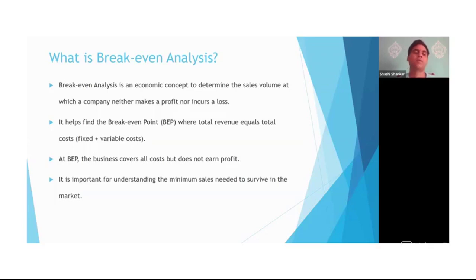All right. So it helps find the break-even point, BEP, where total revenue equals total cost. Here the total cost is equal to fixed plus variable cost. So at this stage, there would be a situation with no profit, no loss. At the break-even point, the business covers all costs but does not earn any profit. So it is important for understanding the minimum sales needed to survive in the market.